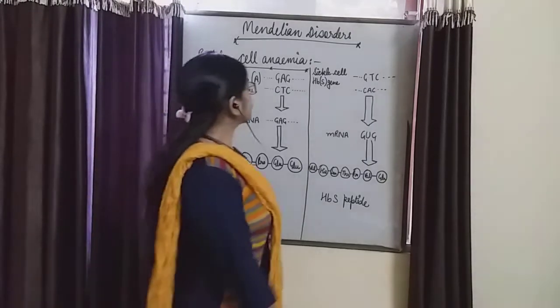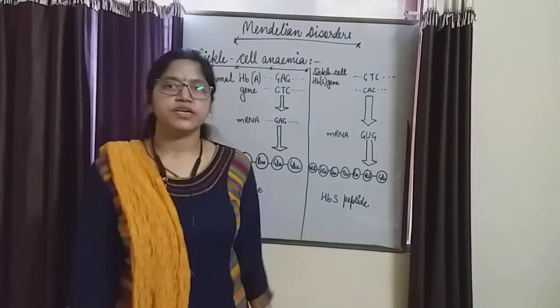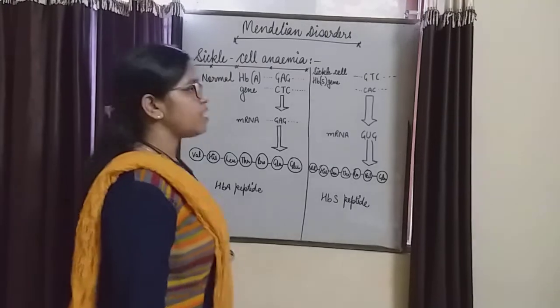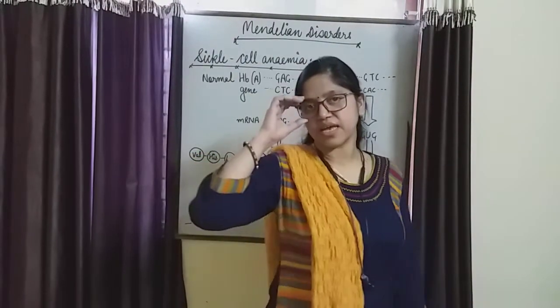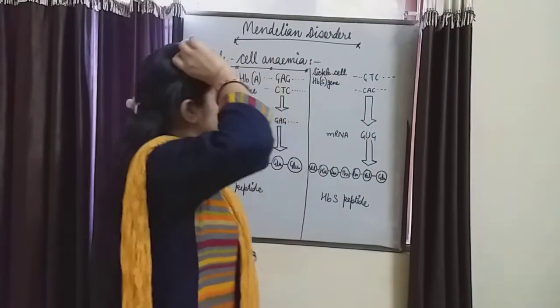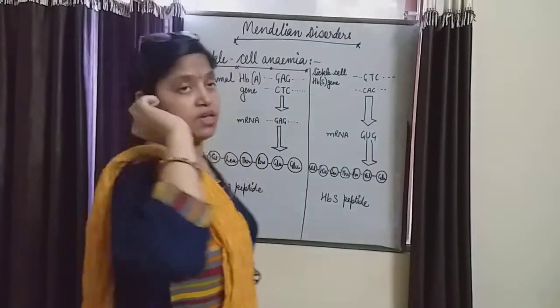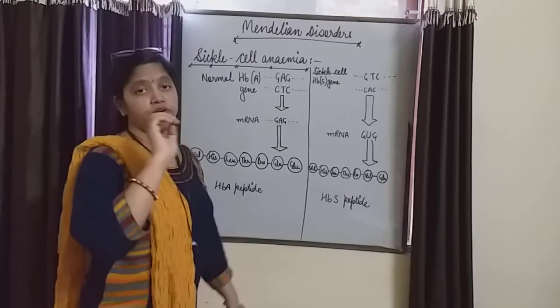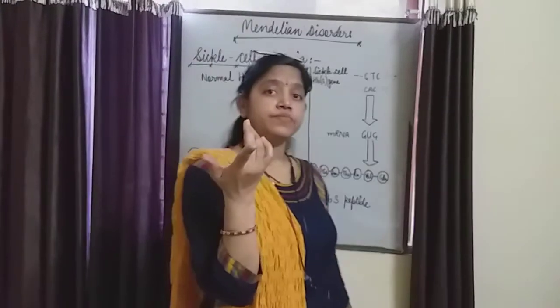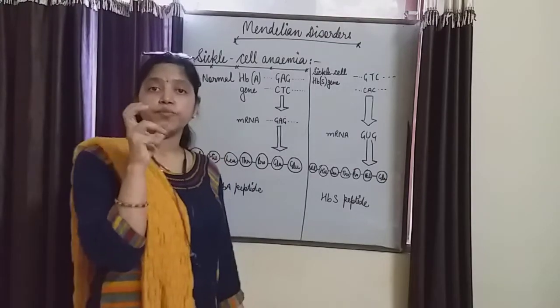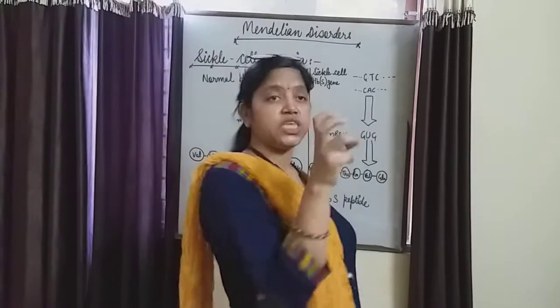Hello students. Our next Mendelian disorder is sickle cell anemia, right? Sickle cell means the blood cells become sickle shaped from the normal shape. The biconcave shape is there in RBCs. They become sickle shaped. How they become sickle shaped: the abnormality takes place inside the gene.